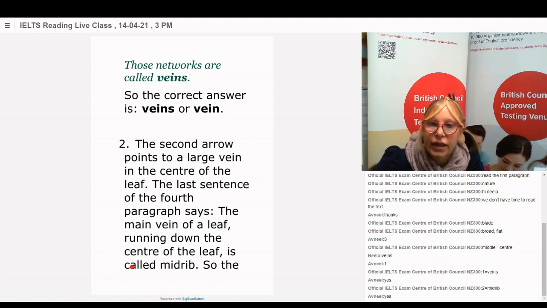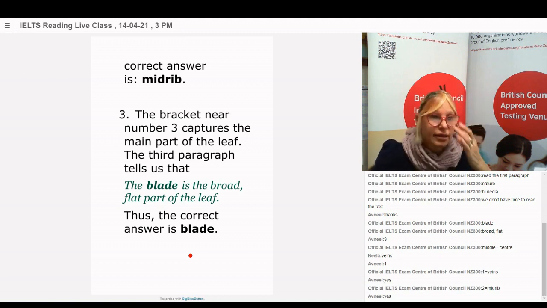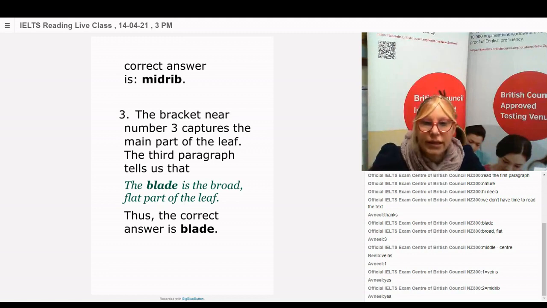Number 3, the bracket near number 3 captures the main part of the leaf. The third paragraph tells us that the blade is the broad, flat part of the leaf. Thus, the correct answer is blade. Okay. Do you have any questions at this point? Hello, Hamish, welcome. Any questions at the moment about diagrams? Well, it seems quite easy at this point.